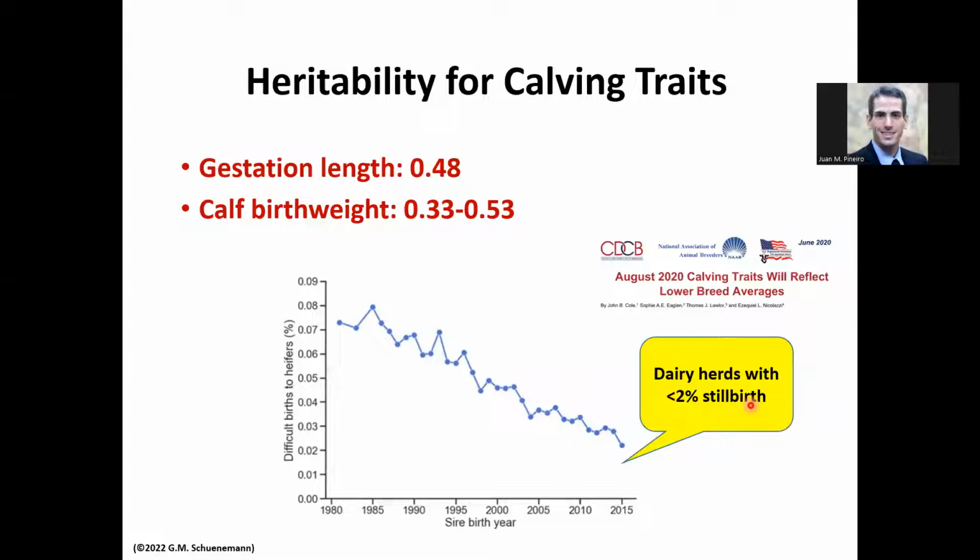When I chat with dairy producers or consultants, they are looking at whether 4% is acceptable or 5% is acceptable, and then we have a discussion like this. The data shows that you could get less than 2% stillbirth. You just have to have a program in place to be able to get this performance.